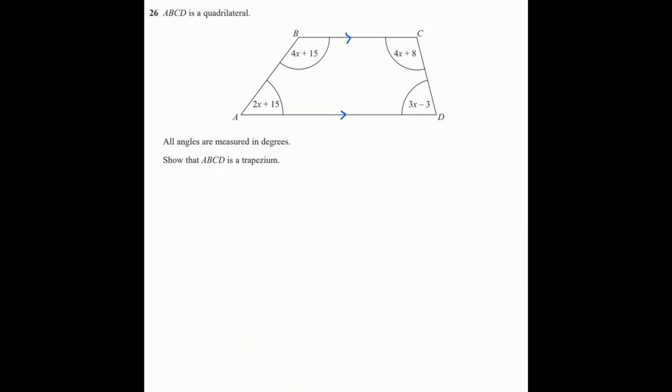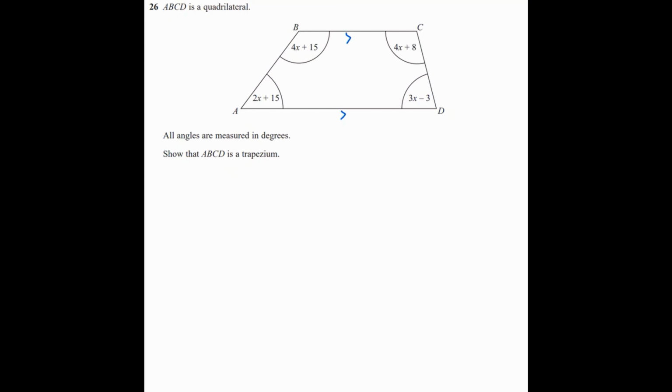How do we do that? Well, we look at the angles. In fact, what we need to know is that for a trapezium, a pair of co-interior angles, which is either this pair or this pair, have to add up to 180. If they do, it proves that it's a trapezium. So we need to know that these two, let's use the two on the right for no particular reason, we need to know that these two add up to 180. So first of all, we need the value of x.